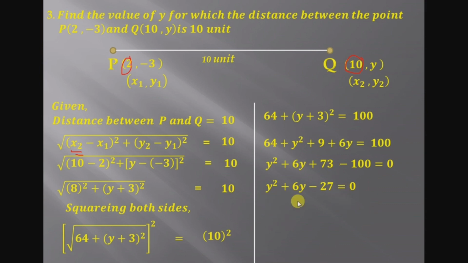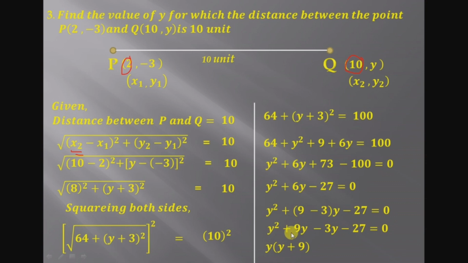Now this is in the form of a quadratic equation, so we'll factorize it by breaking the middle term. So I need two numbers which, when multiplied, equal 27: 9 threes are 27, and when subtracted, equal 6. Please, whenever you do breaking the middle term, always write the bigger number in front. Not 3 minus 9, but 9 minus 3. 9 threes are 27, 9 minus 3 is equal to 6. So y square plus 9y, plus into minus is minus, 3y, minus 27 is equal to 0.